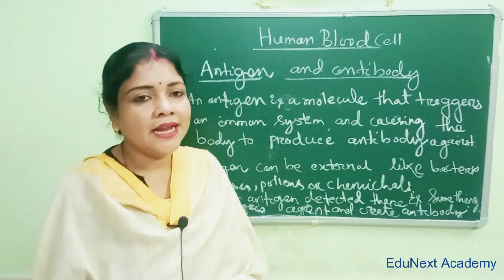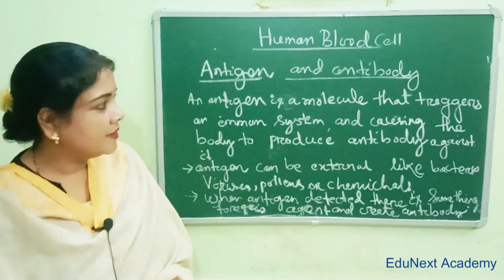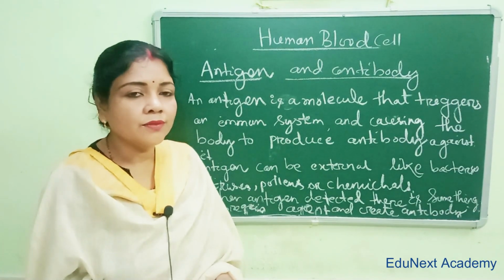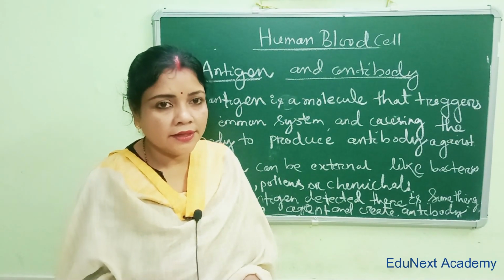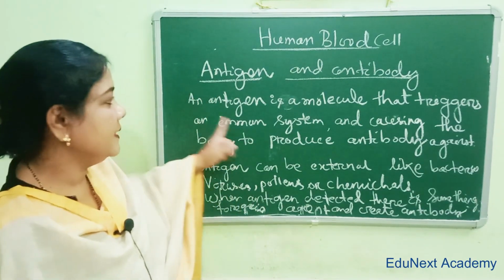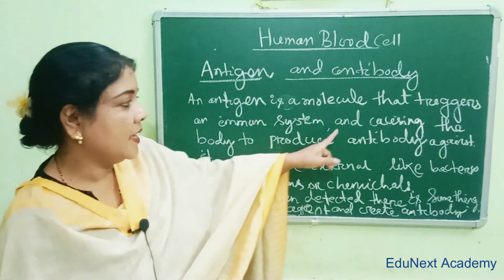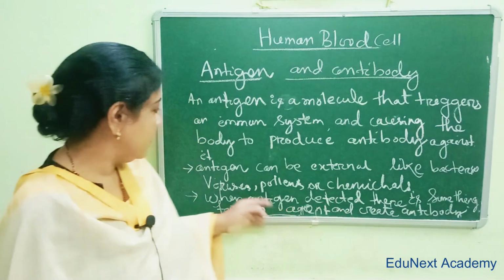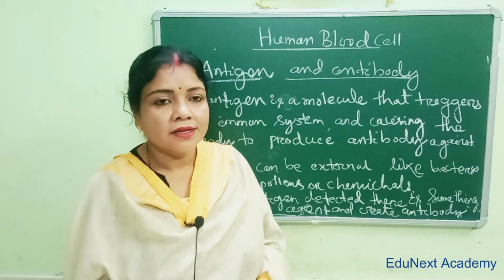Okay, these are actually called our defense system of our body. Now antigen is a molecule that triggers the immune system when our body is attacked or some foreign agent enters into our body and it recognizes it. So antigen is a molecule that triggers an immune system, causing the body to produce antibody against it.